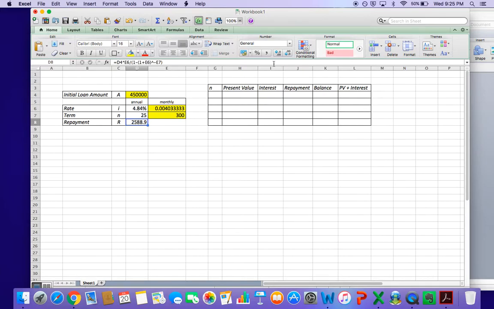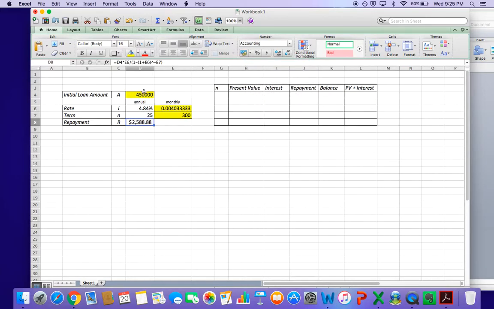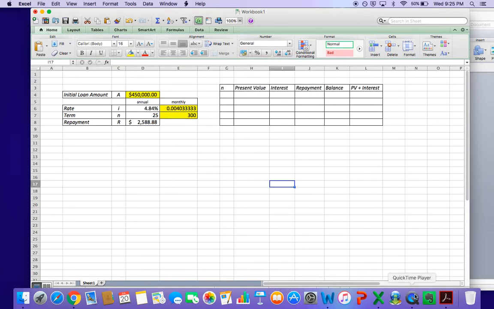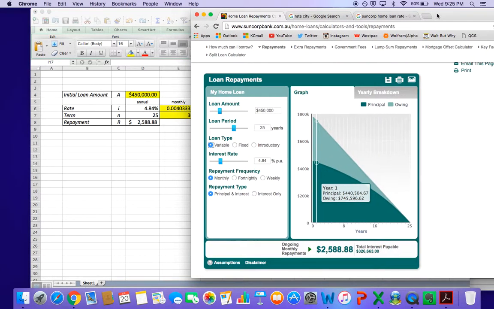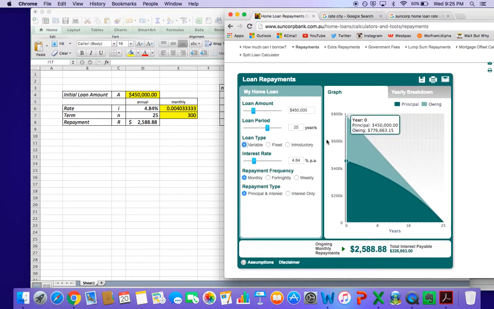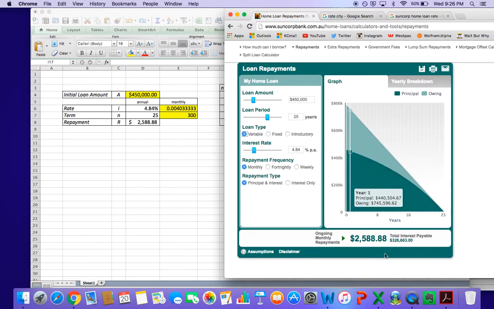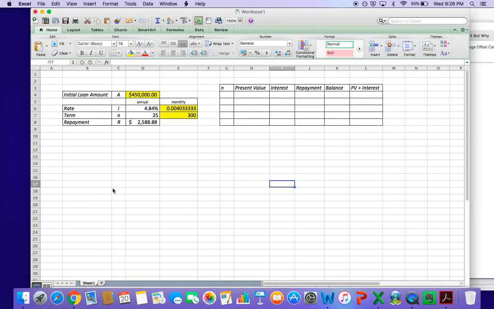Now I'm going to convert that into currency mode, and similarly this one here as well. If we go back to our repayment calculator from the bank website and compare our repayment to the one they've got, you can see it's pretty much the same. So that's good, we know we're on the right track. Okay, so now for the spreadsheet.